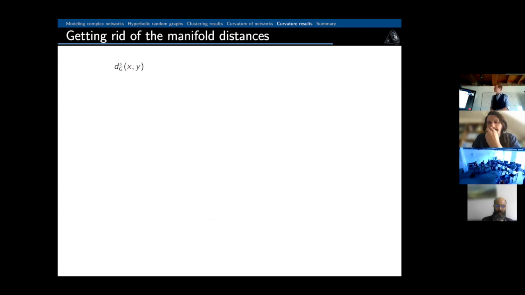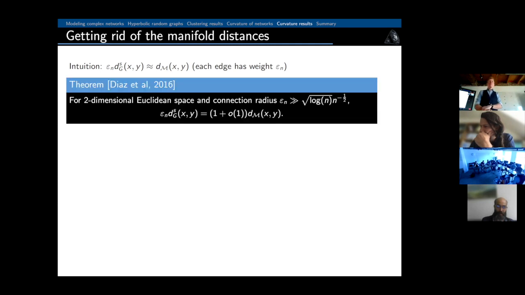So here, the idea is the following. If you look at the shortest path distance on this manifold, for the graph on this manifold, the intuition is that a typical edge should be of length epsilon n. So if I look at the shortest path length and multiply it by epsilon n, that should be a reasonable approximation of the actual distance between the nodes. That's of course not true in general, but this is the intuition. So basically that means that we can just put the weight epsilon n on every edge. That's the intuition.